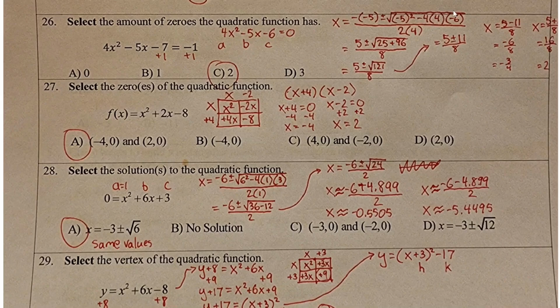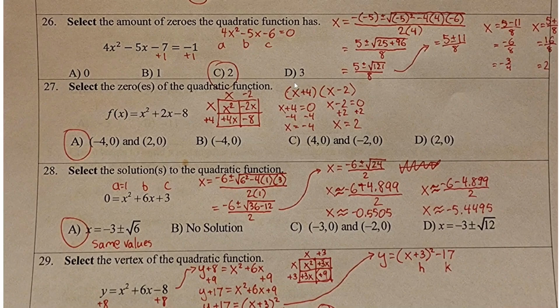Be very careful with your negatives. -4 and -6 multiply to get a positive. Multiply it all together, you get 96. 25 plus 96 is 121, which when you square root, you get 11. And so I get all these answers. I get way down here, I get the answers -3/4 and 2.